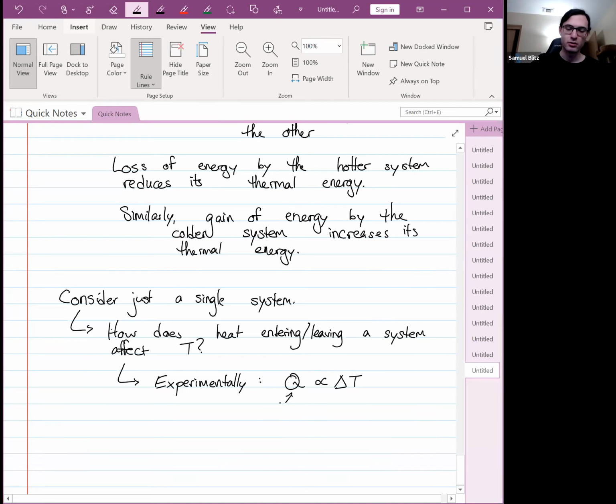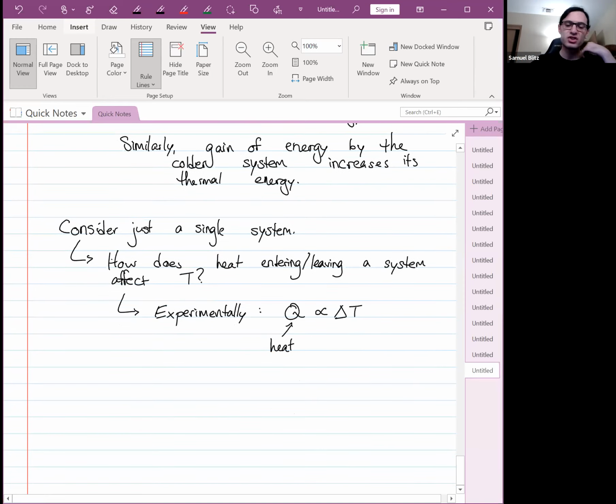So Q is heat. Don't ask why Q was used for heat. I have actually no idea. And so this is just to say that the heat transfer is equal to a constant times the change in temperature. So if the temperature changes by a certain amount, that means that a certain amount of heat has entered or left the system. And if the temperature changes by twice that much, then twice that much heat has entered or left the system. And this particular constant is called the heat capacity.